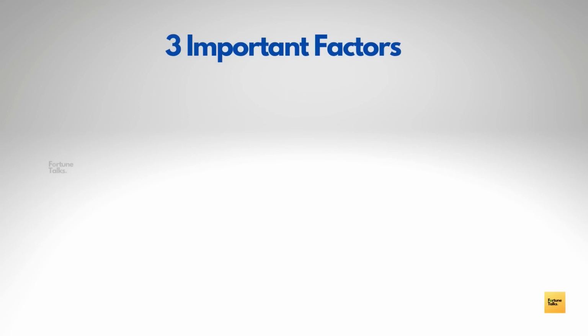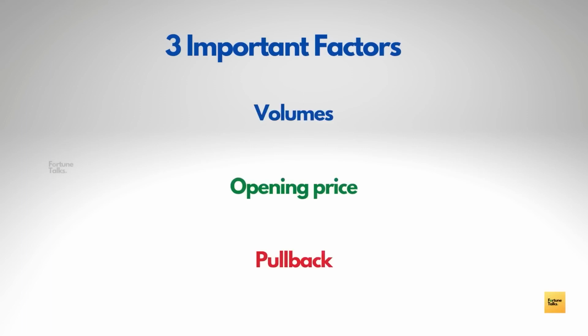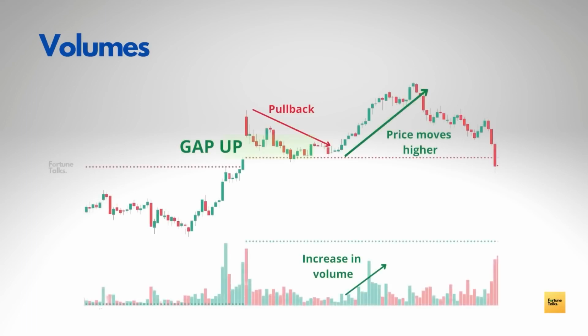So there are three main factors we have to monitor to determine whether the gap is real or a trapped gap. These three factors are the volume, opening price, and the pullback to a particular level. Let's talk about the volume briefly. It is important to watch the volume carefully when determining if a gap is valid or not. For example, if a stock gaps up and the volume is also high and the price remains above the opening price after the morning pullback, it is an excellent sign that the stock can go further on the upside.